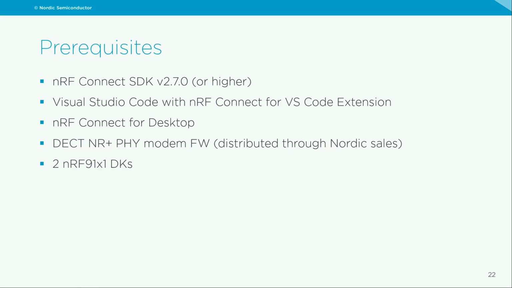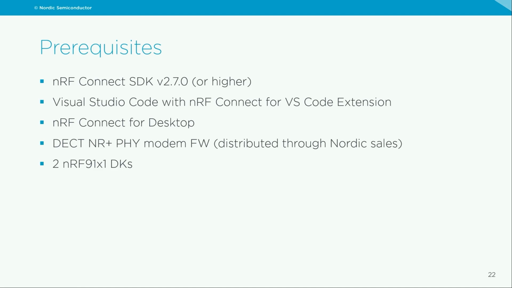So now I'm going to demo how you can get started with the DECT NR Plus sample that is available in NR Connect SDK. To do this yourself, you're going to need the NR Connect SDK installed on your computer. You will need version 2.7.0 or higher. And then you're going to need Visual Studio Code with the NR Connect for VS Code extension added. You're going to need NR Connect for desktop installed on your computer. And then you're going to need the DECT NR Plus PHY modem firmware.